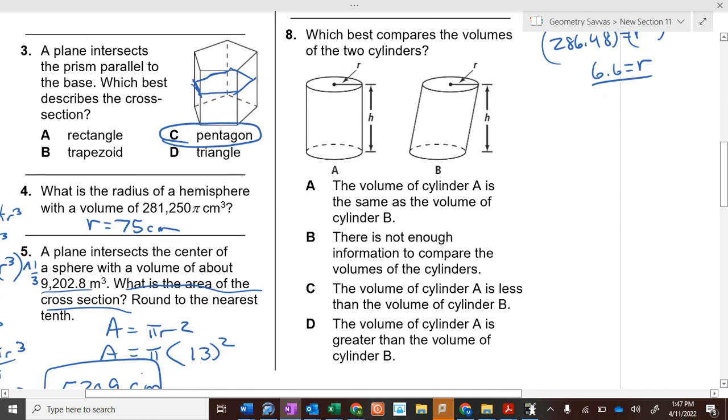Cavalieri's principle. What best compares the volumes of these two cylinders? Which one's bigger? They're the same. They're the same volume.